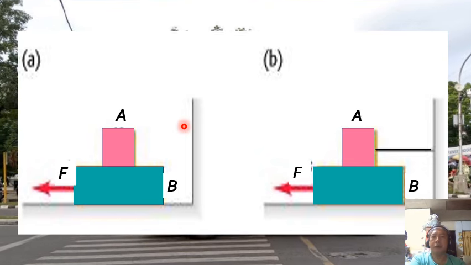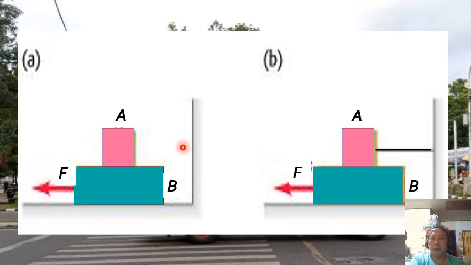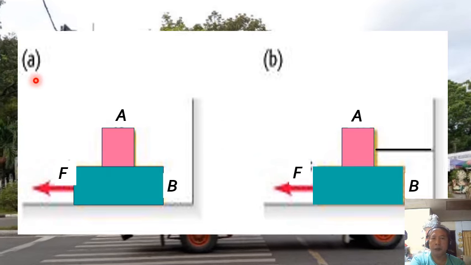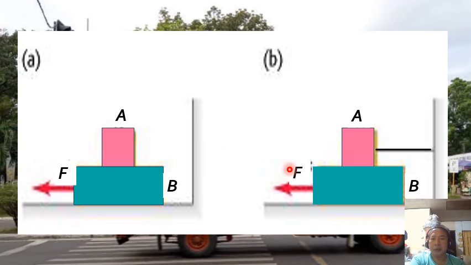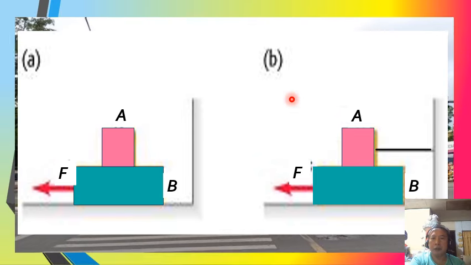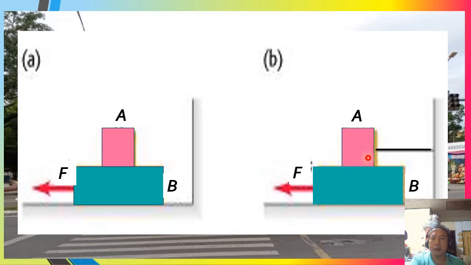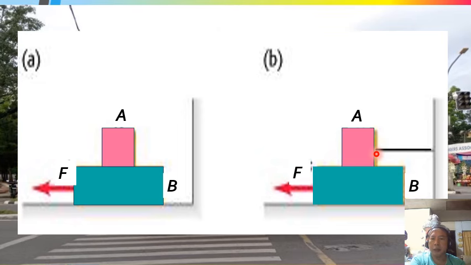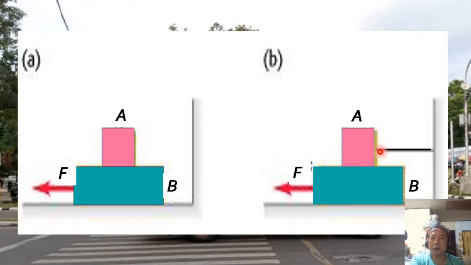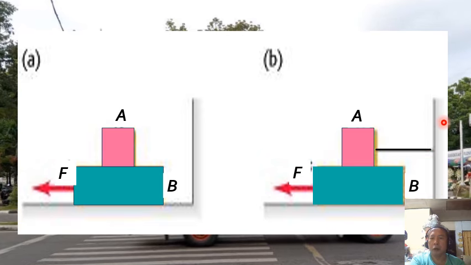So the diagrams for the main problem are given here. This is for question letter A and for question letter B. Take note that in situation letter B, block A is held by this rope attached to the wall.